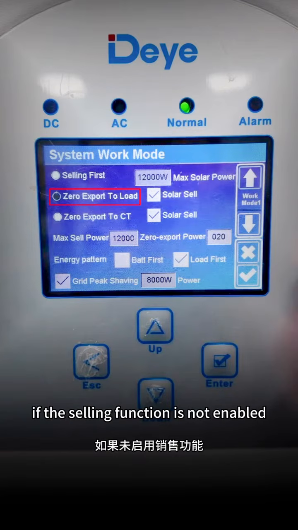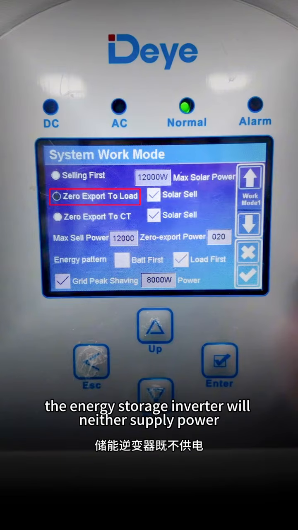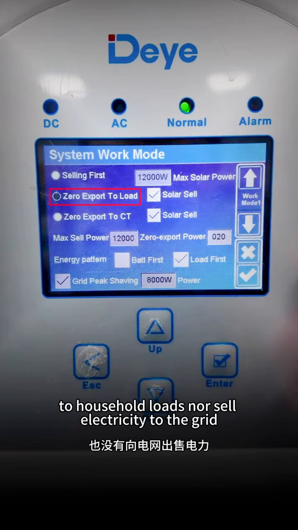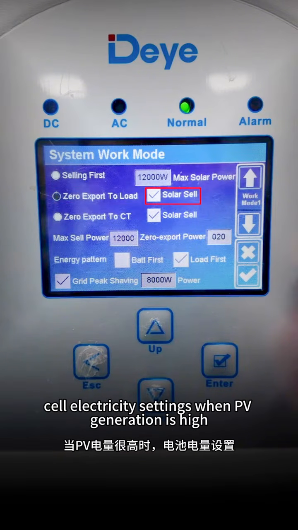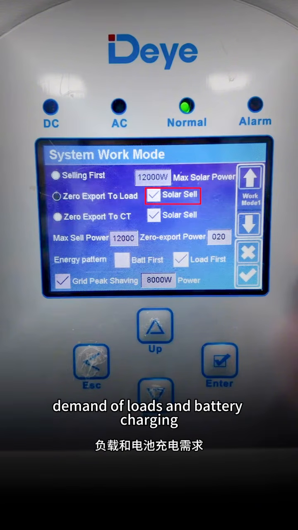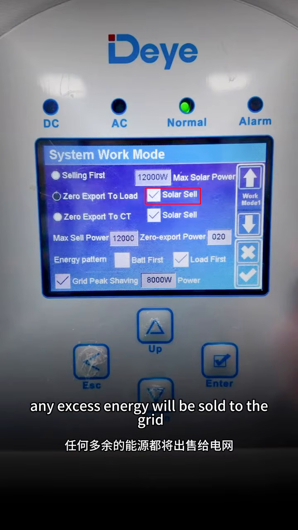If the selling function is not enabled, the energy storage inverter will neither supply power to household loads nor sell electricity to the grid. Sell electricity settings. When PV generation is high, the system will first meet the power demand of loads and battery charging. Any excess energy will be sold to the grid.